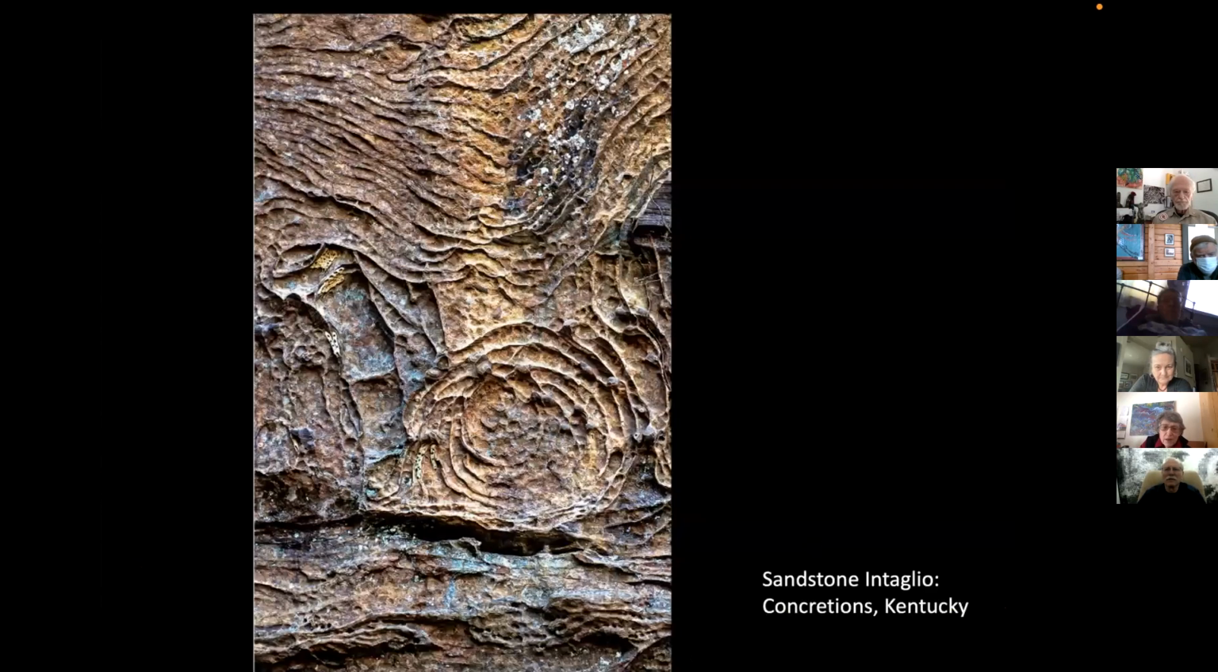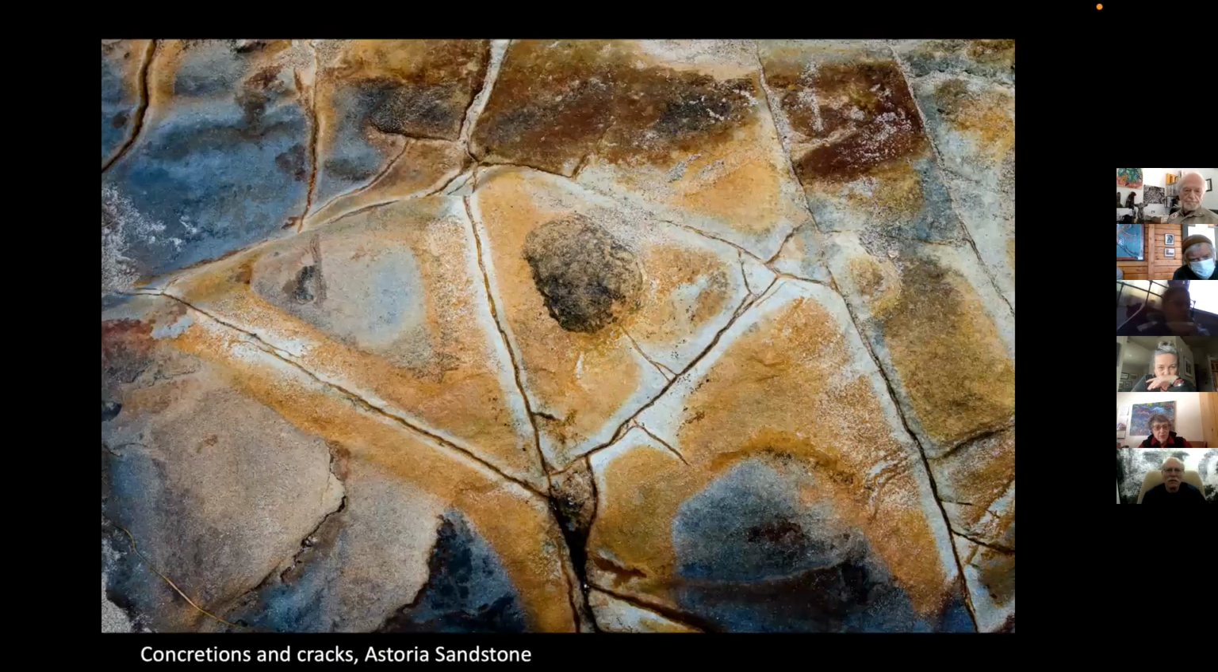This is a series of what we call concretions, that is collections of material actually transported by groundwater in the sandstone in Kentucky. And this is basically concretions and cracks in the Astoria mudstone, which produced a whole different kind of a weathering pattern, but you still have the more solid rock in the center and then these triangular pieces around the outside.